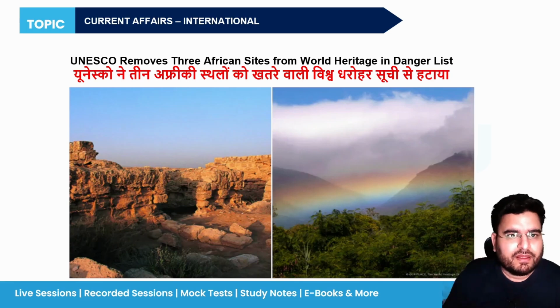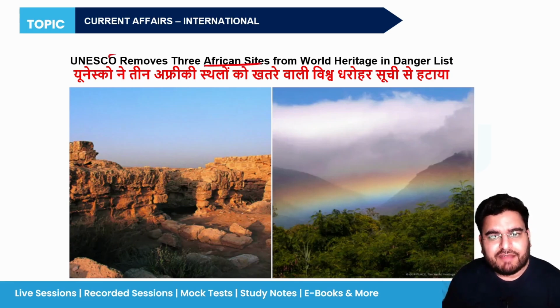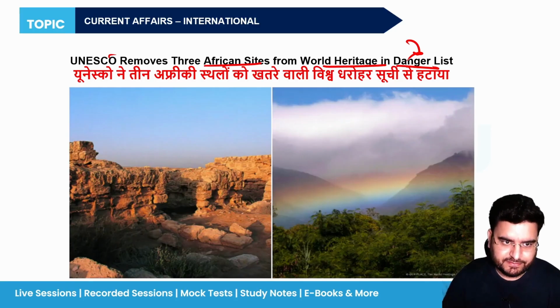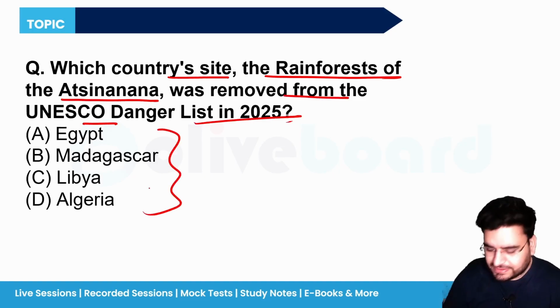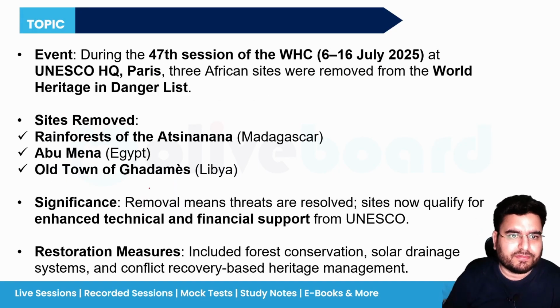Chalo. Next is UNESCO removes 3 African sites from the World Heritage in Danger list. So which country's site, the rainforest of Atsinana, was removed from the UNESCO danger list? So we'll see the answer, but first let's see the news.